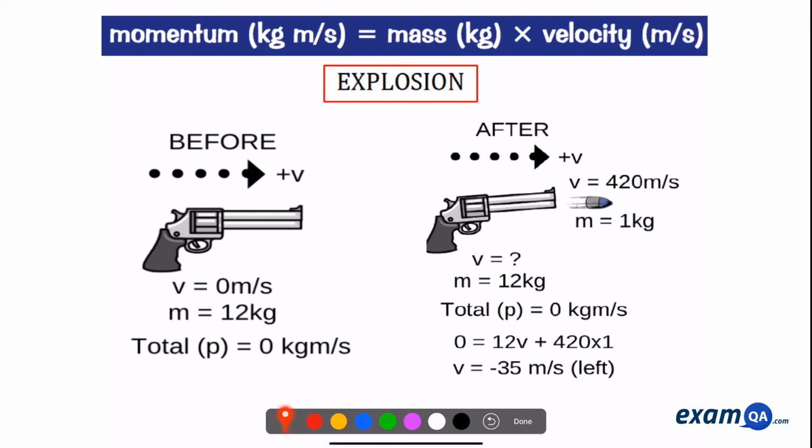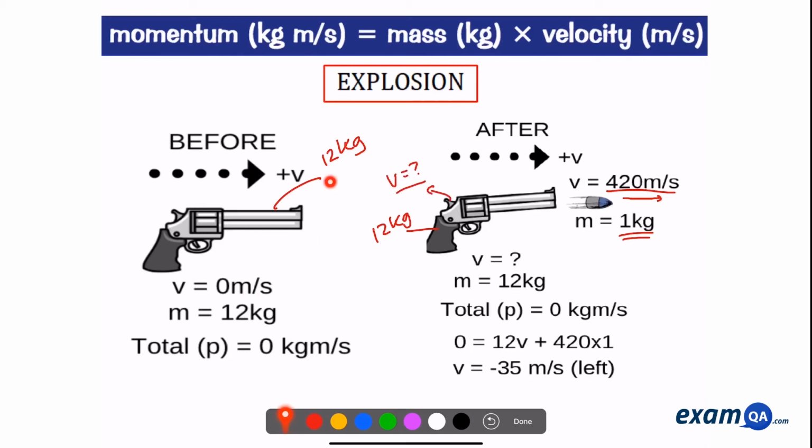So let's say the gun weighs 12 kilograms. In fact, I should label this first. So let's quickly label this. The gun is going to weigh 12 kilograms. The bullet, when it comes out, is going to be weighing 1 kilogram, and it's going to be moving this way at 420 meters per second. The gun, again, is still going to be weighing 12 kilograms. And its velocity, the recoil, we don't know.